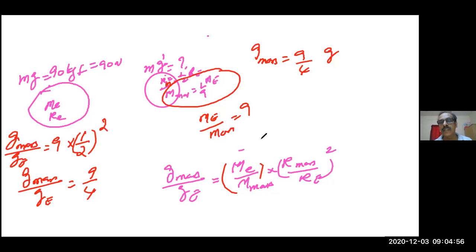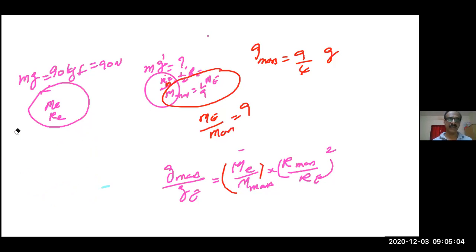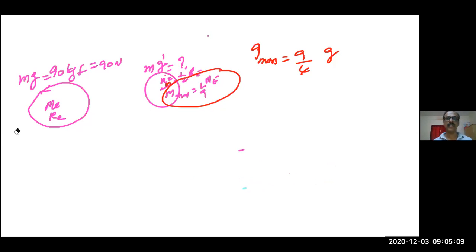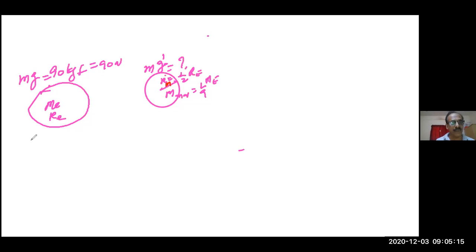Sir, in the notebook you have given 4 by 9 of acceleration due to gravity on Earth. We made some mistake. Let us check. During the starting, you wrote G M by R times R Mars. It was a squared mistake. We'll write the formula once again.